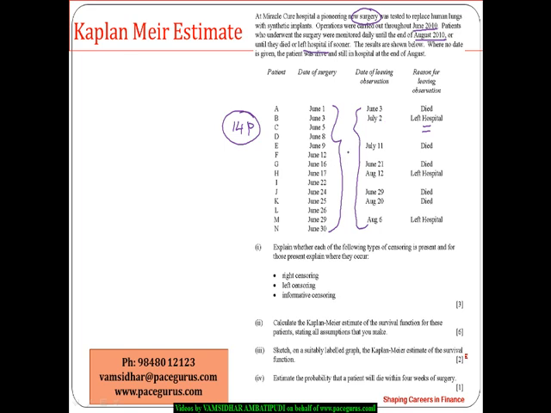Now, before we do some kind of an estimate in that example, look at this question: explain whether each of the following types of censoring is present, and for those present, explain where they occur. Looking at right censoring, yes, right censoring is present, because by the time these people left, they were alive, and they did not leave the hospital also. So I don't know how long they will be alive.